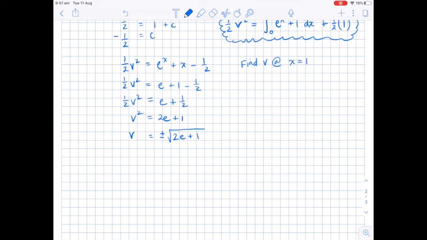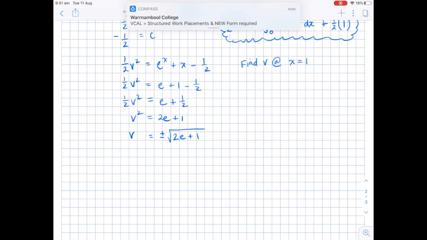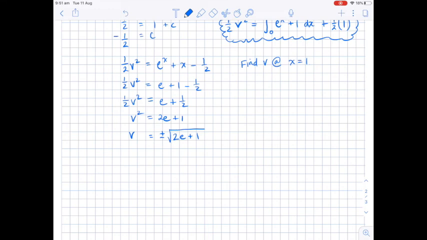Now I do need to spend a little bit of time considering, can I actually have a plus or minus velocity here? Just ignore that notification at the top. Not even sure what that's about. So plus or minus velocity here.